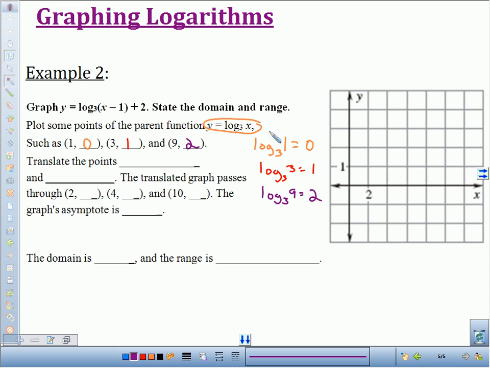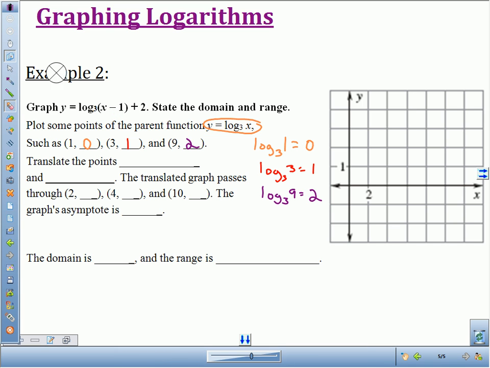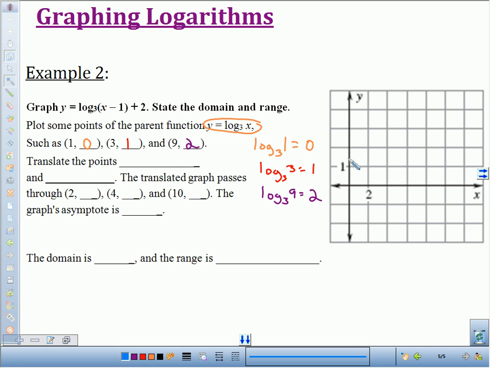So I started off by just looking at log base 3 of x. I ignored the minus 1. I ignored the plus 2. I ignored those for right now. I'll deal with them in a minute. At the beginning, though, I'm going to just plot these 3 points that I found. Again, my y-axis is counting by 1s. My x-axis is counting by 2s, so I want to keep that in mind.